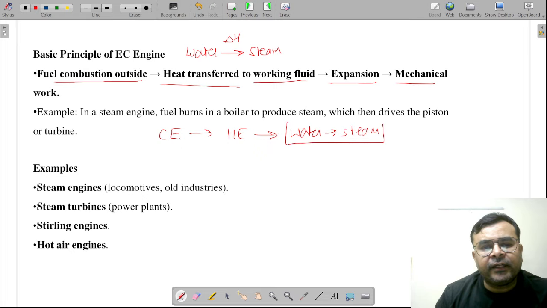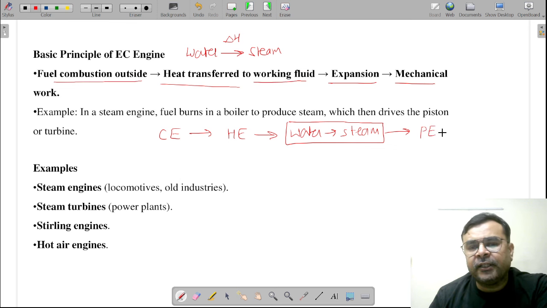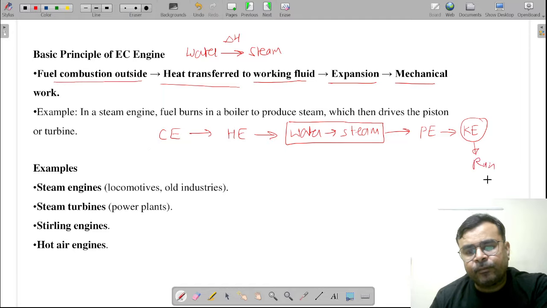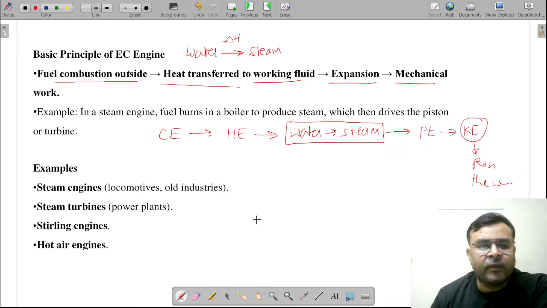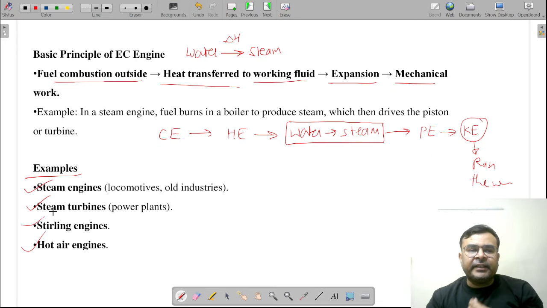And once this water is converted into steam, then this steam can expand inside the piston cylinder arrangement. So here the pressure energy is basically converted into kinetic energy, and this kinetic energy is used to run the vehicle. Is it right? Are you getting my point? So this is the basic principle of the external combustion engine. And if I talk about examples, then steam engine, steam turbine, Stirling engine, hot air engine, these are the engines which run on the external combustion principle.